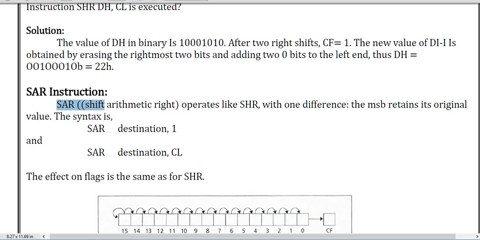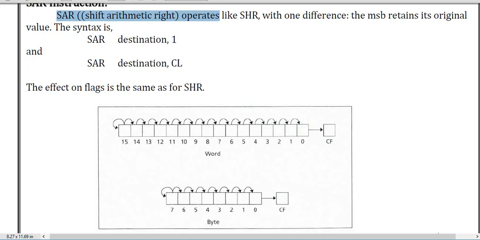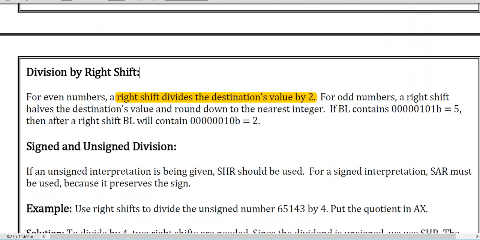Now we are introduced to SAR, which is shift arithmetic right. Here with shift arithmetic right, the bits move from 15 to 14, 13, and lastly the 0th bit will be moved to the CF. That is how we perform division. By left shifting a binary number we can multiply by 2, and by right shifting we can divide by 2.